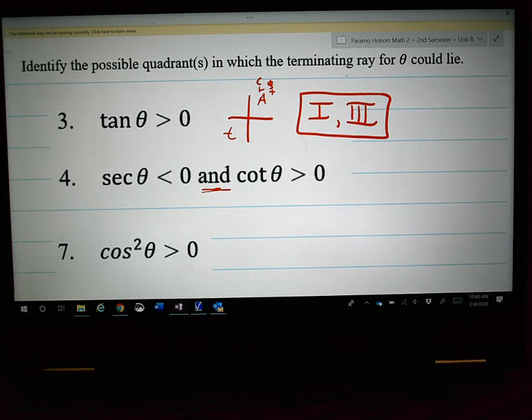Quadrant 3. Because secant is opposite of sine, which is the x. Or no, it's the y. What? Secant is the opposite of cosine. Oh shoot! Oh, so it's y. Well, it'll still be the same. Yeah, it'll still be the same. Lucky. 2 or 4, 1, 2 or 4.